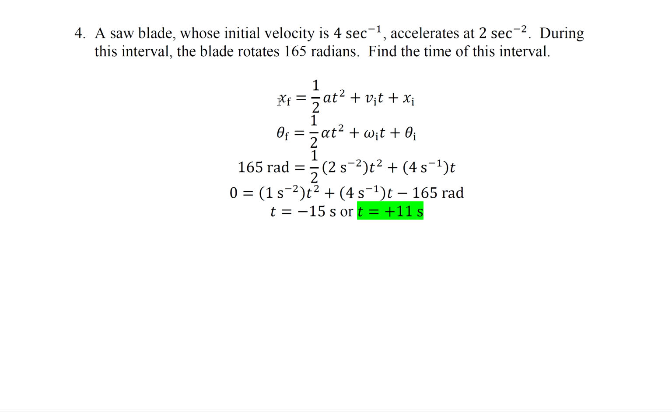So this first highlighted equation is a SUVAT equation. This is the angular motion equation. Then solve for time.